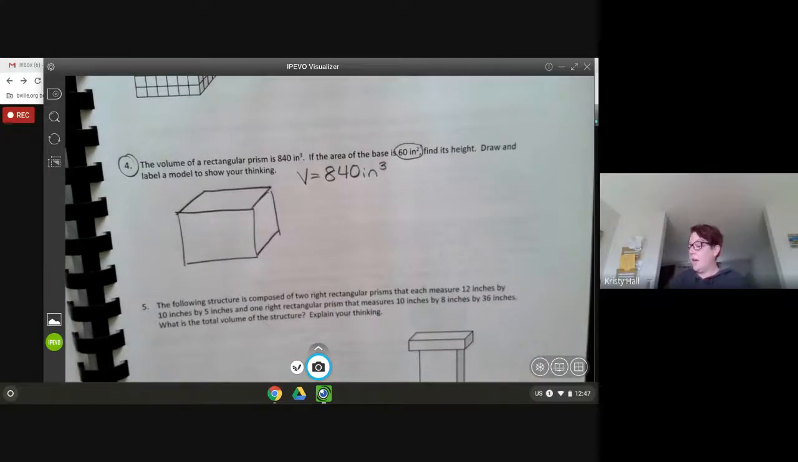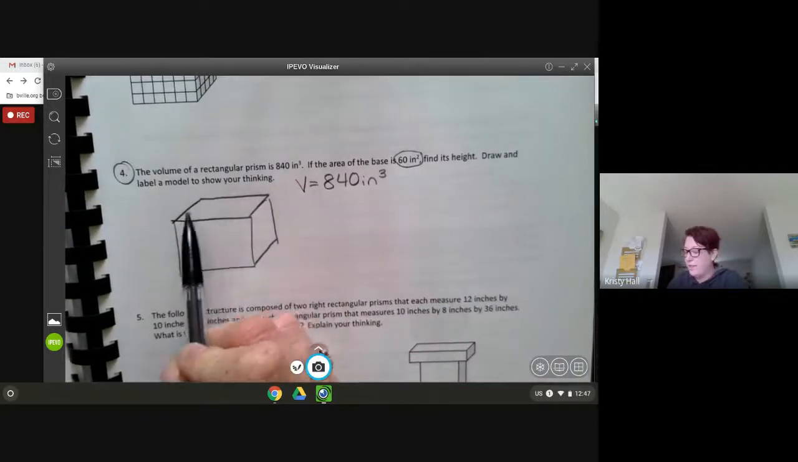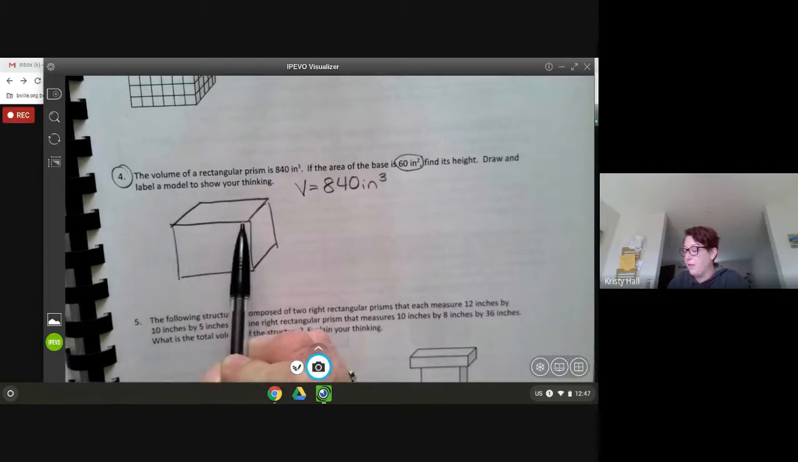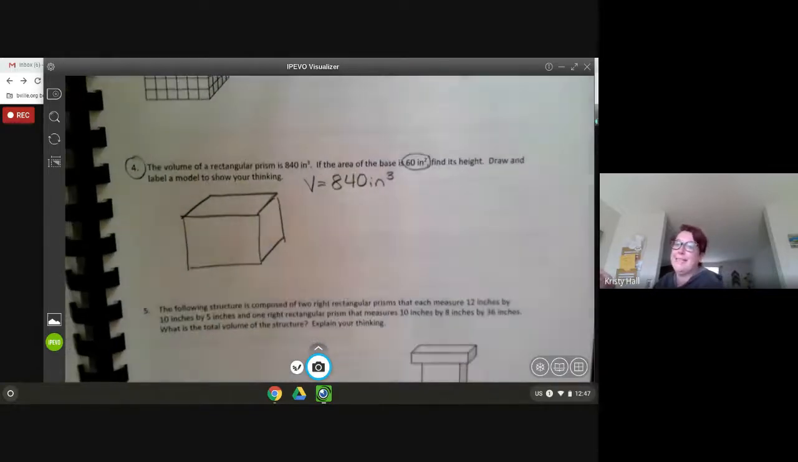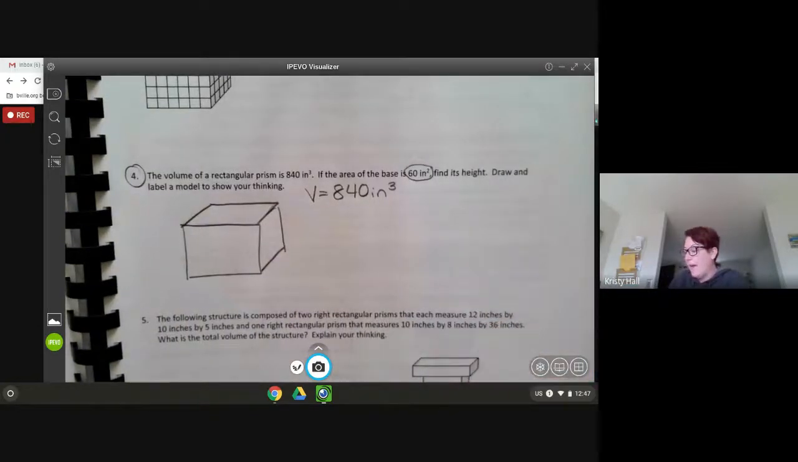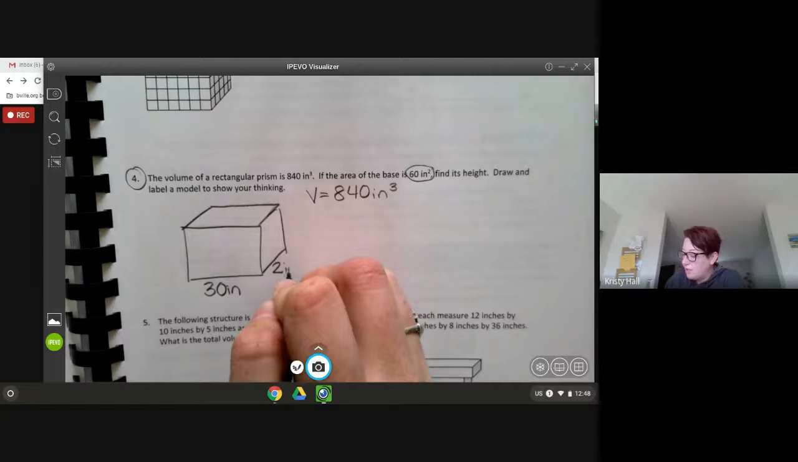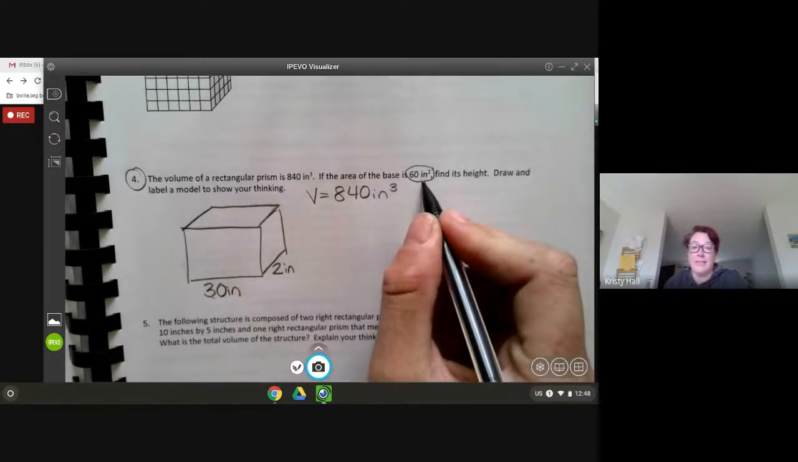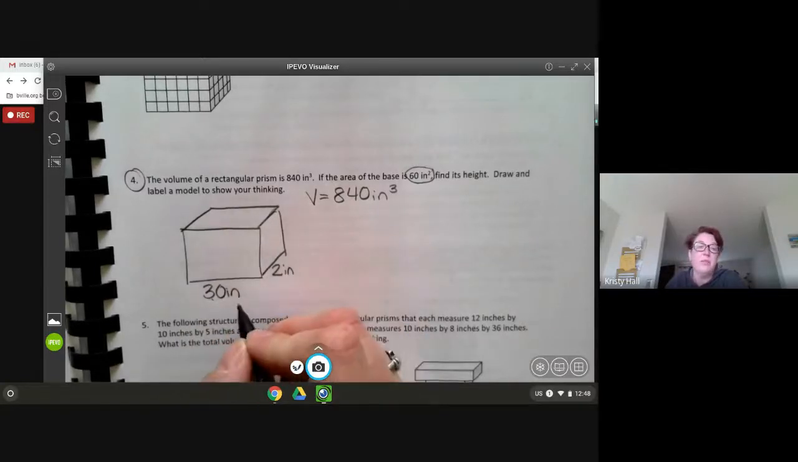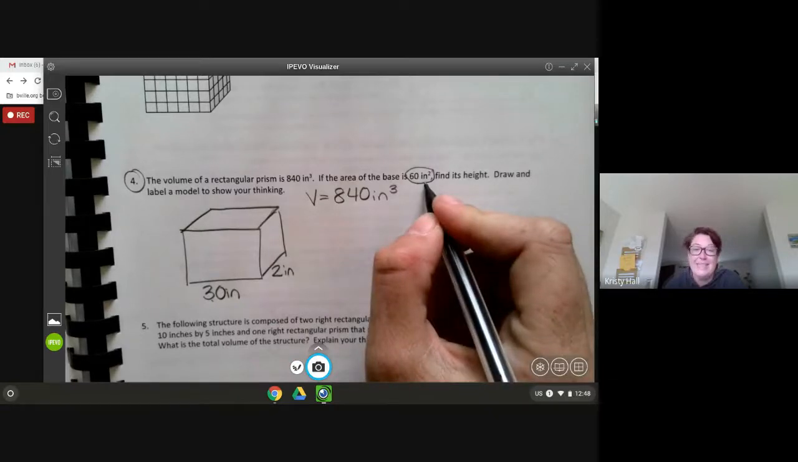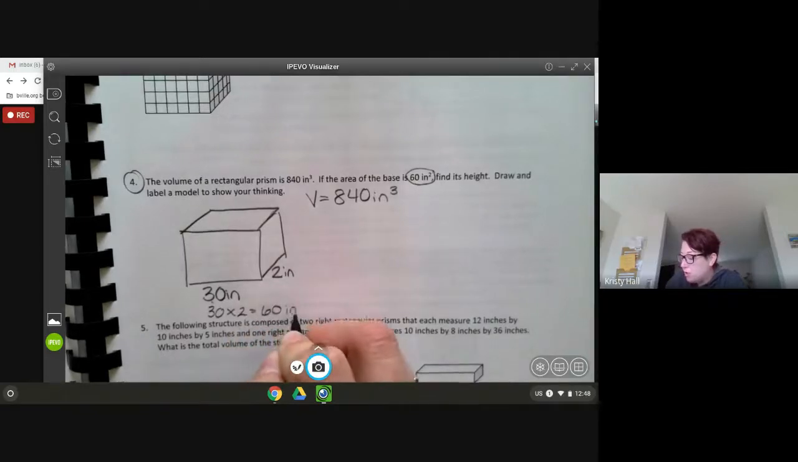So I know that the base is 60 square inches. So the base is the bottom, which is exactly the same as the top, which is made up of the length and the width. So I basically have to think of two numbers that I can multiply here to get 60 square inches. So I know that I could do 30 inches times 2 inches. 30 times 2 would give me 60. So I know the length and the width could be these two numbers. It could be any two numbers that equal 60 when you multiply. So 30 times 2 equals 60 square inches.